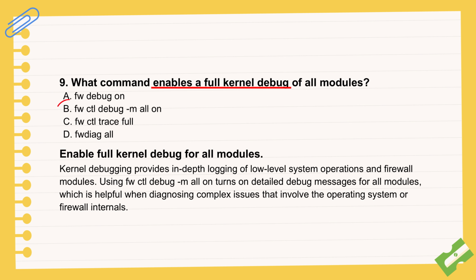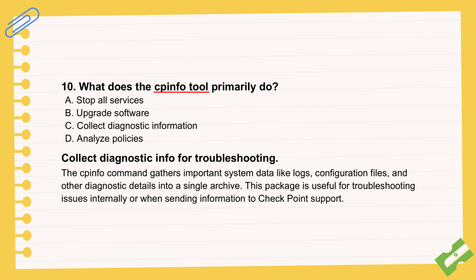All right, finally, one more tool, CPINFO. What's its main job? Why is it considered so essential for troubleshooting? CPINFO is kind of the ultimate diagnostic collector. Its primary function is to gather a huge amount of information about the system's state. We're talking logs, configuration files, running processes, hardware info, network stats. Just about everything relevant. It packages all this up neatly.